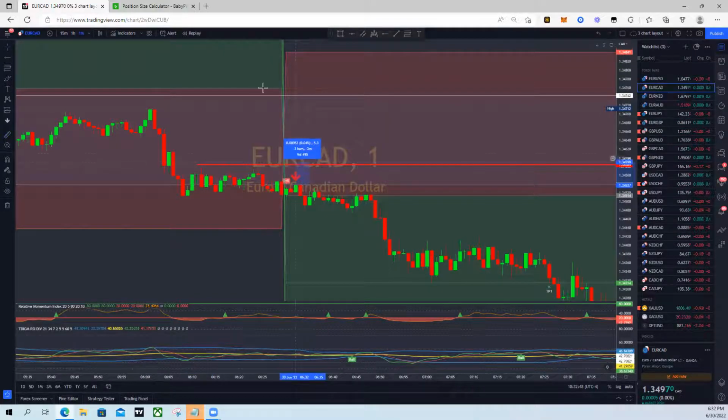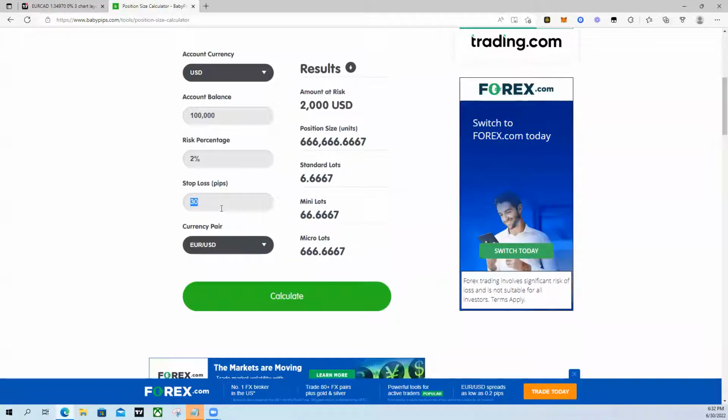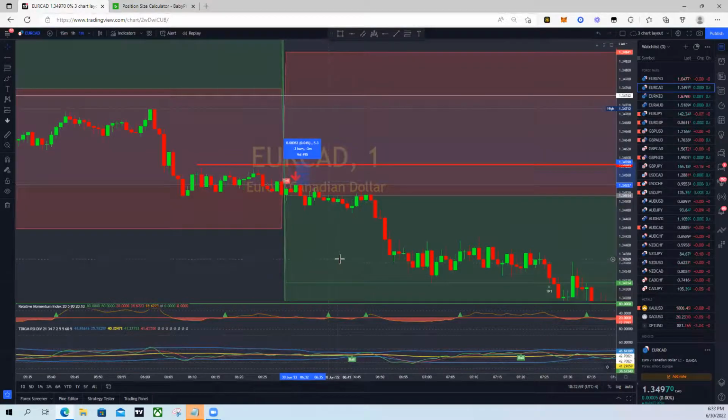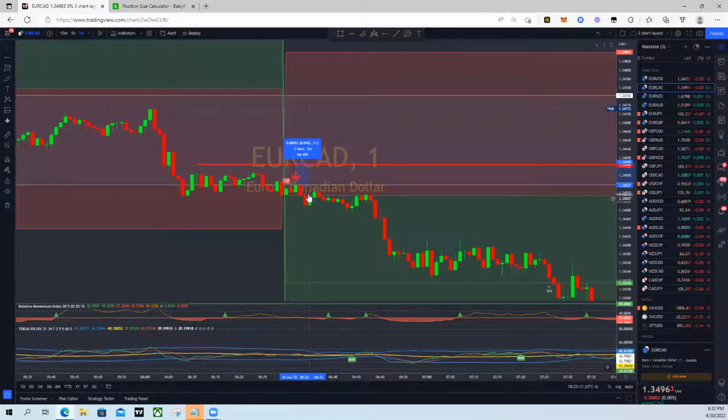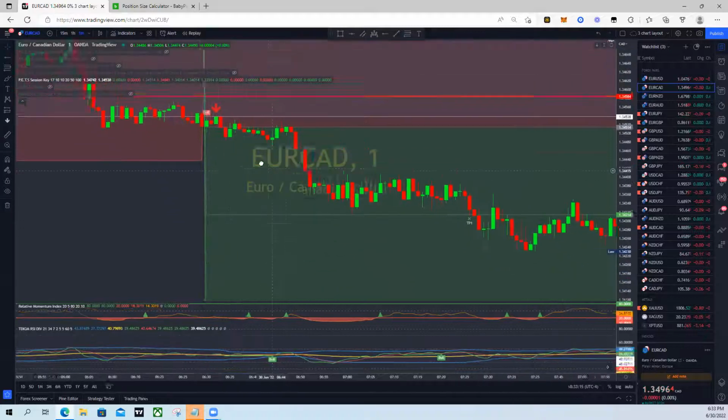So if my stop loss is only 5 pips, I can risk more on the trade. On this trade, I can do a standard lot size of 40, which is $400 a pip. That is unheard of. But of course, if you have a $100,000 account, it may sound extreme, but it's only 2%. You're only risking 2% with a 40 standard lot size, which is $400 a pip. And notice what happened.